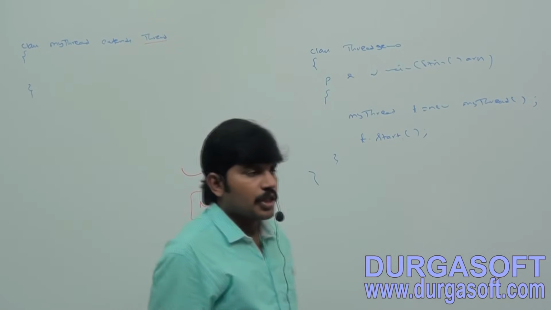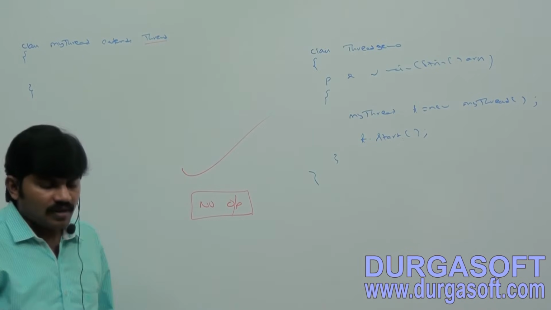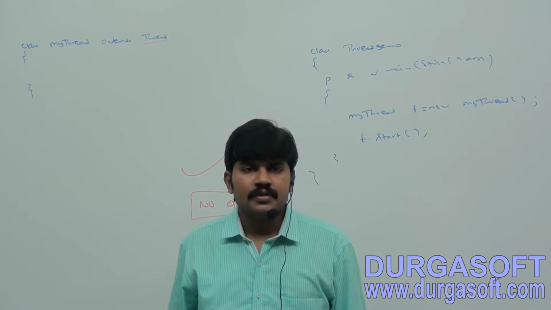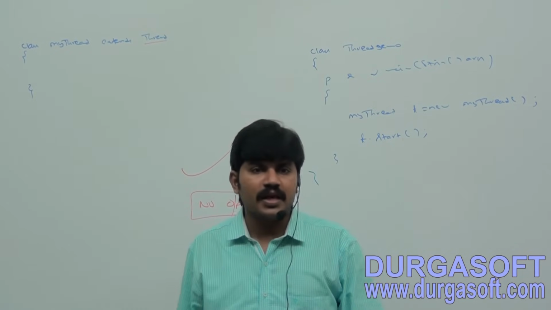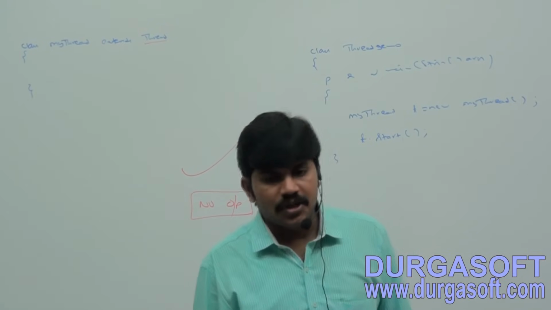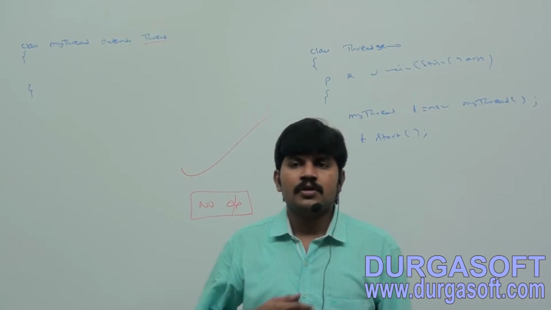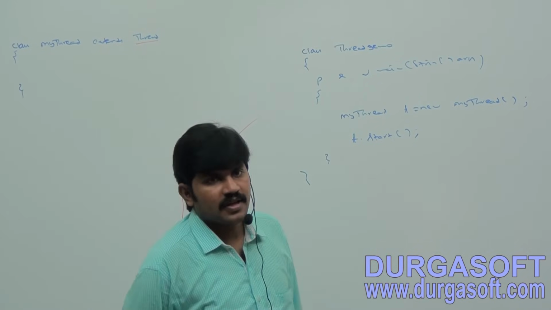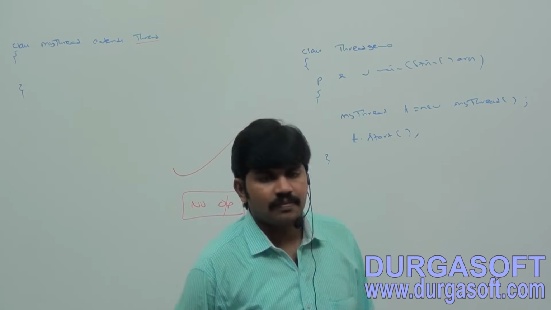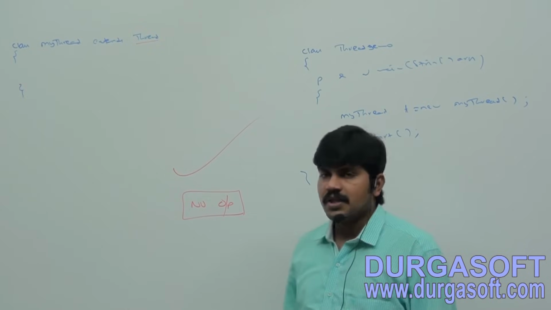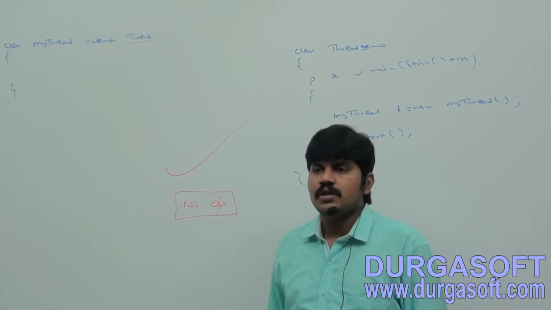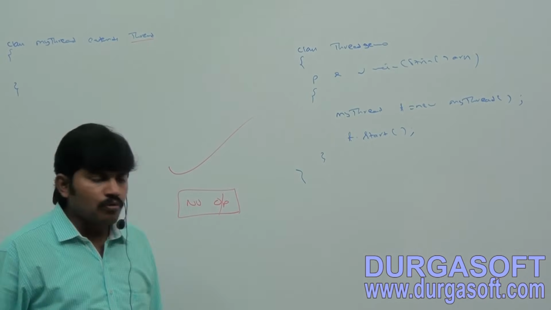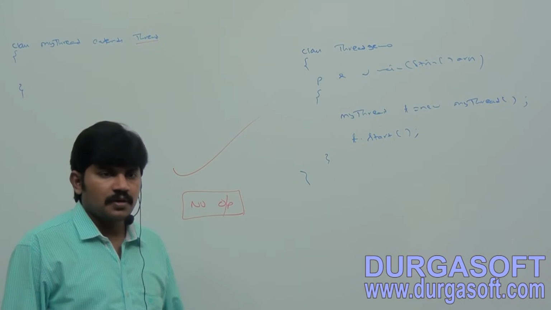Is it clear? First, if we are not overriding run method, then Thread class run method will be executed, which has empty implementation. Hence we won't get any output. Is it clear, right?